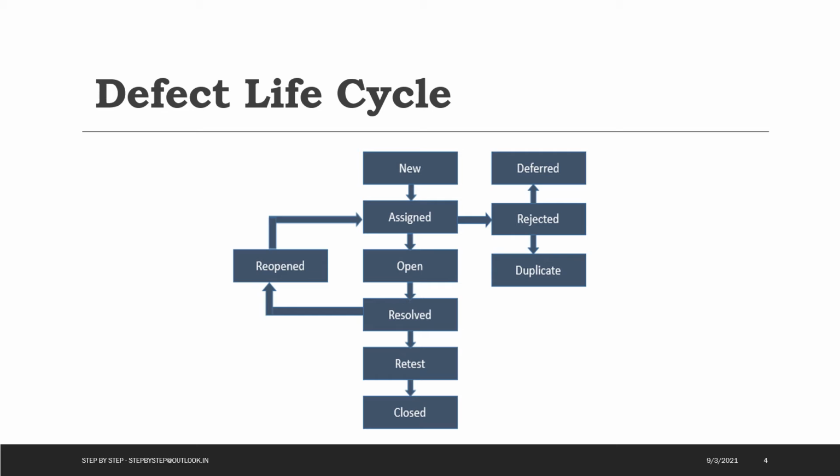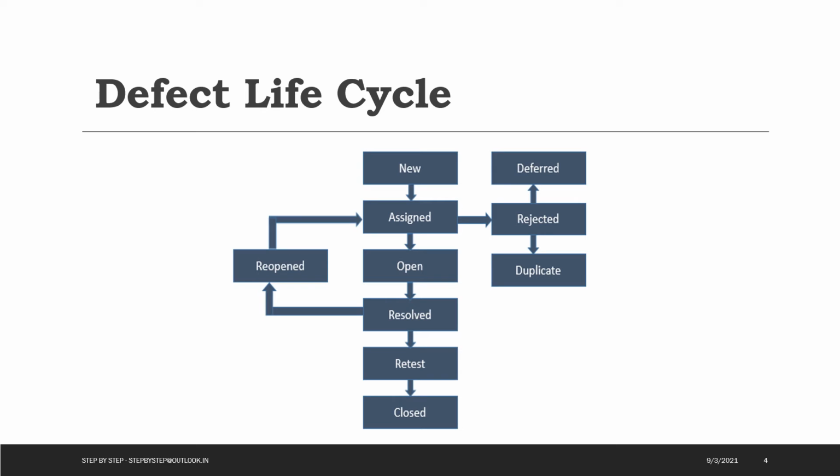So every defect will start from a new state. Then it will be assigned to a particular developer, and this will be the assigned state. Then it will be an open defect, assigned and open. So the developer will start looking into it. It can either go from assigned state to rejected, deferred, or duplicate.